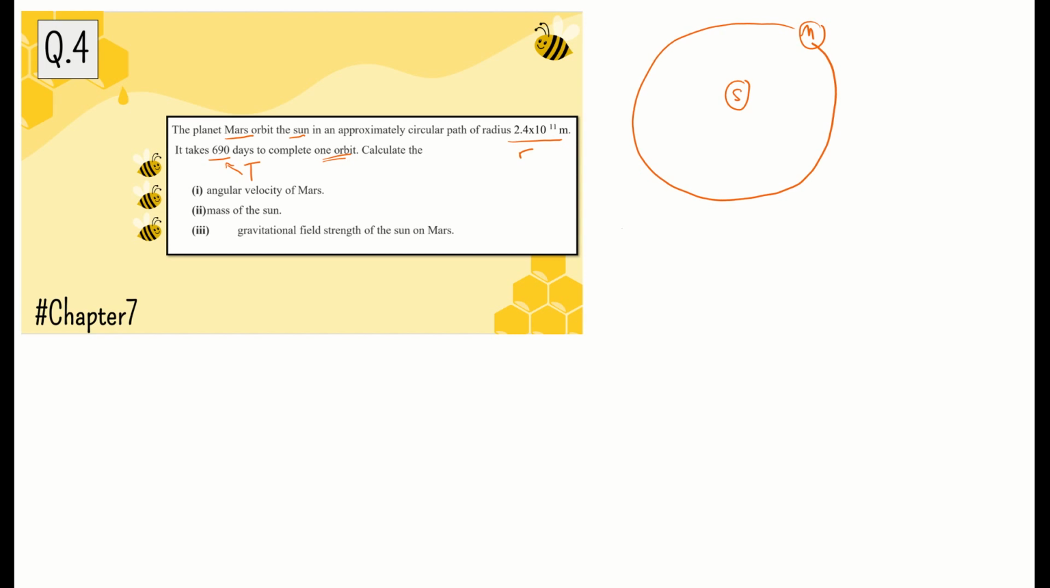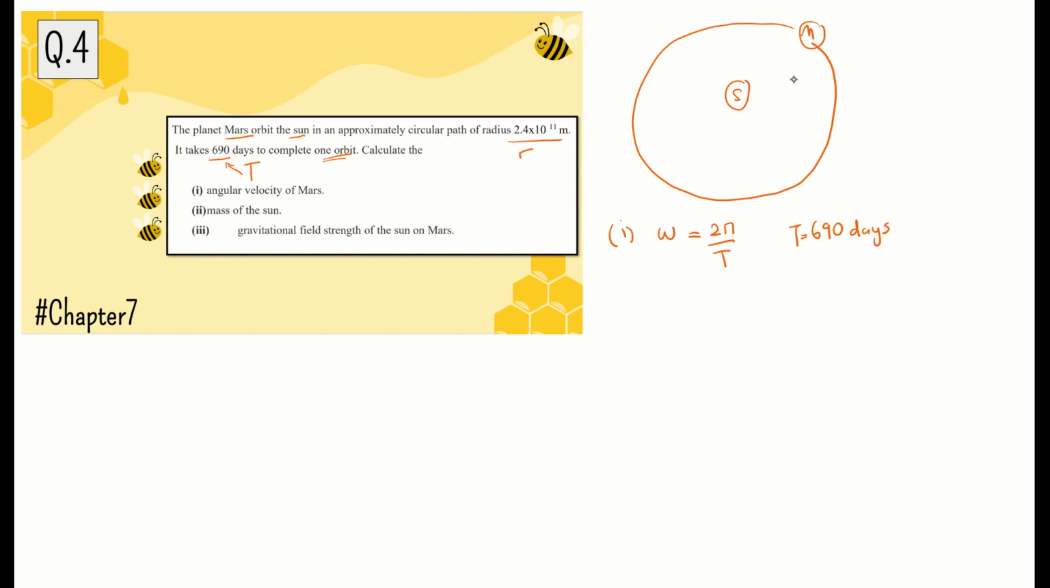So question number 1. Calculate the angular velocity omega of the Mars. To find the angular velocity, we are applying the equation 2 pi over period, as we have the information of the period. But bear in mind our period is not in SI unit, so we have to convert.